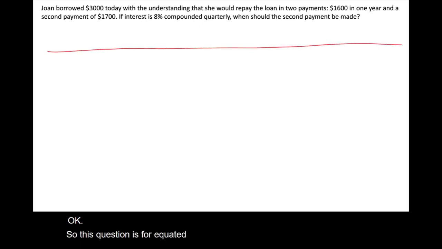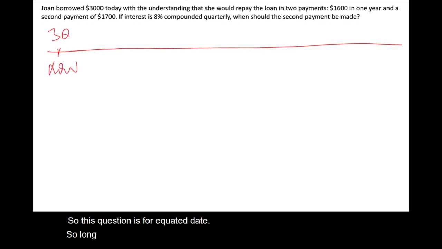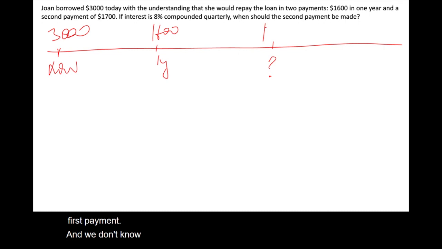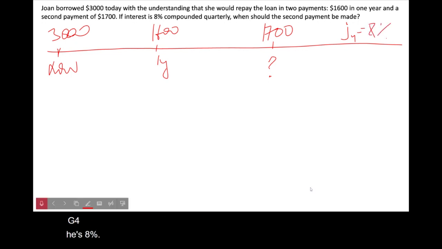Okay, so this question is for equated date. Loan now 3,000, 1 year first payment, and we don't know when, 1,700. J4 is 8%. Okay. Focal date, guys. When is the focal date?